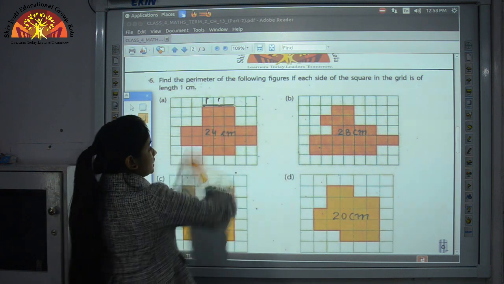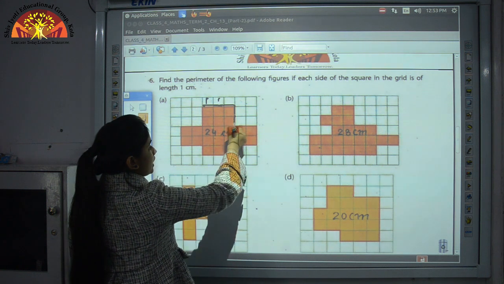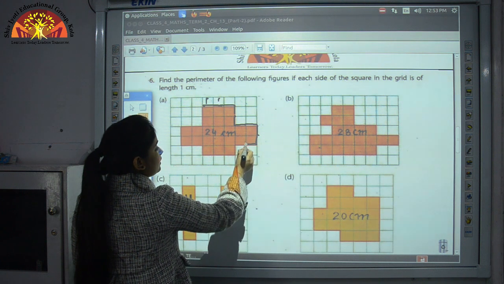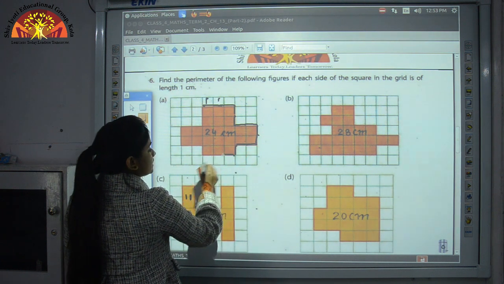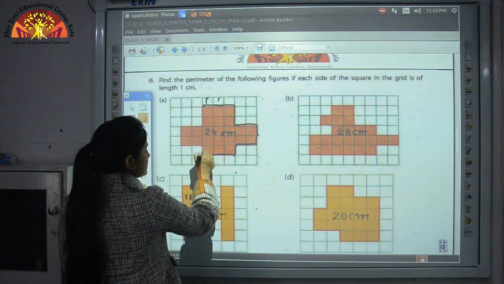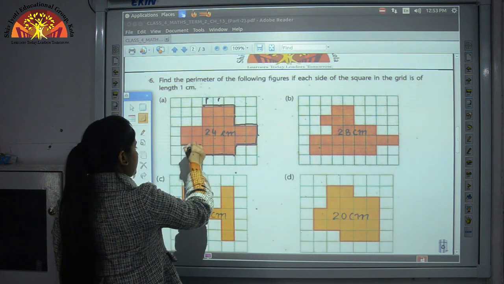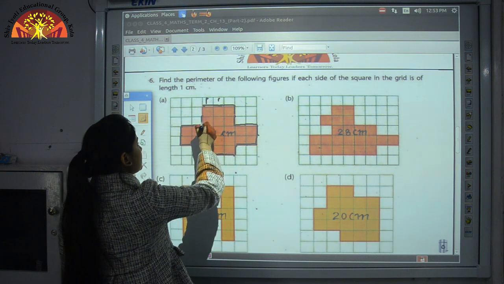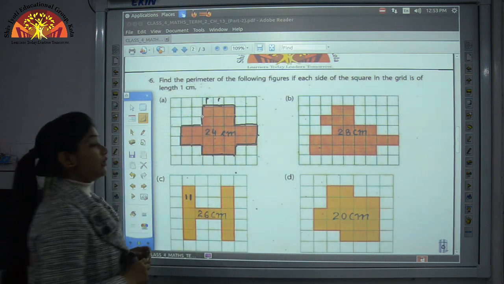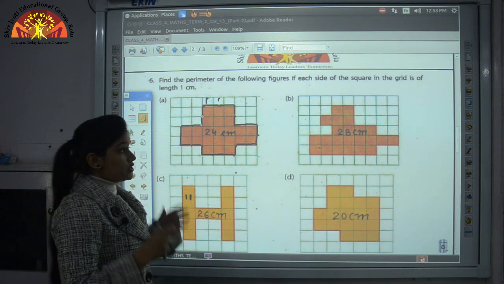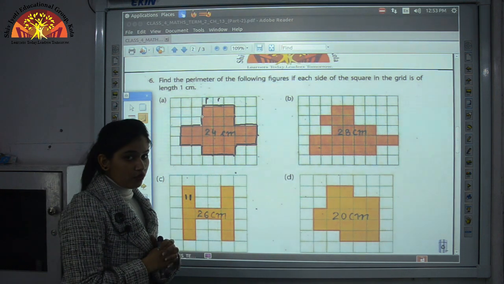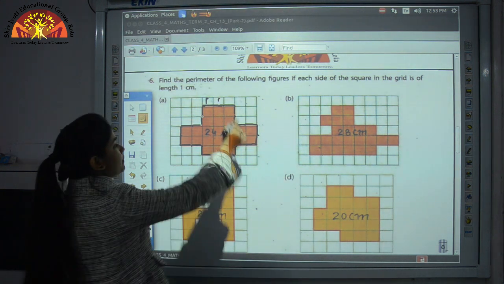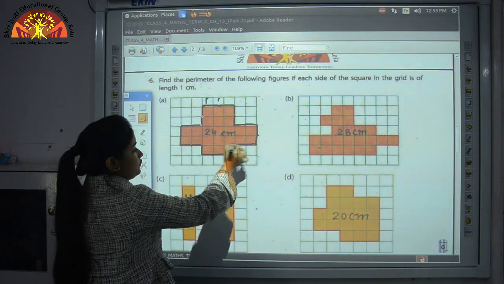Okay, then 3, 4, 5, 6, 7, 8, 9, 10, 11, 12, 13, 14, 15, 16, 17, 18, 19, 20, 21, 22, 23 and this will be 24 centimeter. So what is the total length of this boundary? As we can see, that will be 24 centimeter. So the perimeter of this given shape is 24 centimeter.